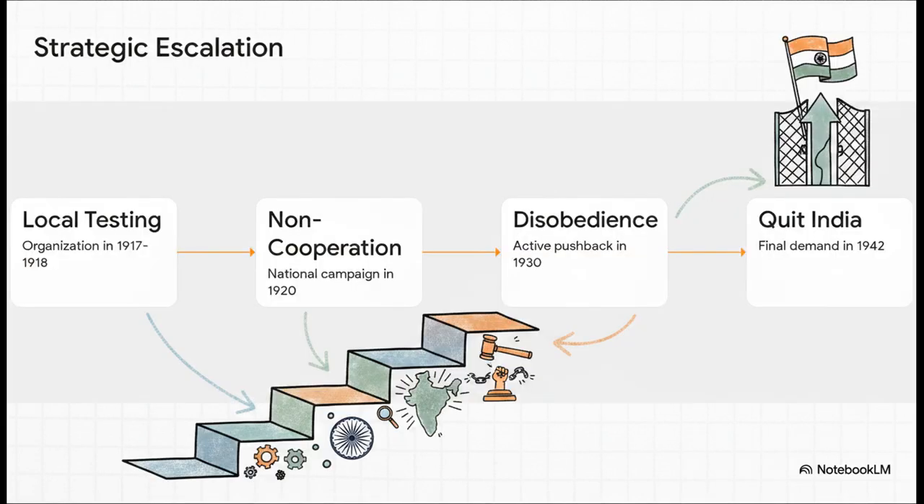So, just look at this brilliant tactical staircase we've unpacked today. None of this was random, you guys. Step 1, prove the concept locally in 1917. Step 2, unify the whole country through non-cooperation in 1920. Step 3, escalate to active civil disobedience in 1930. And finally, Step 4, that uncompromising final push of Quit India in 1942. Every single movement was a calculated stepping stone that logically built upon the success and the groundwork of the last.